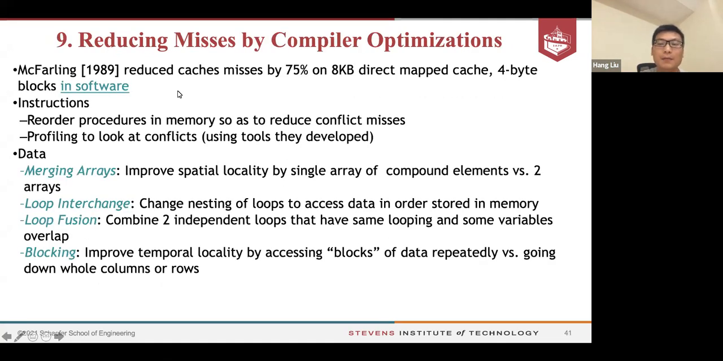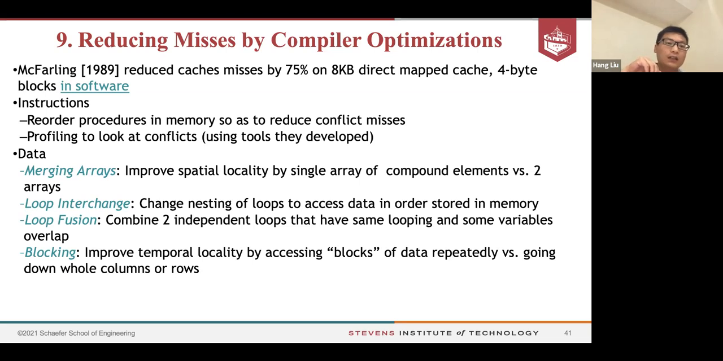Reducing misses by compiler optimizations. This is very miraculous. Basically, we don't have to do anything in hardware. It's in the software. We just have to do some manipulations. We can gain as much as a 75% reduction in cache misses. That's a lot, several times better, right? How do we do that?